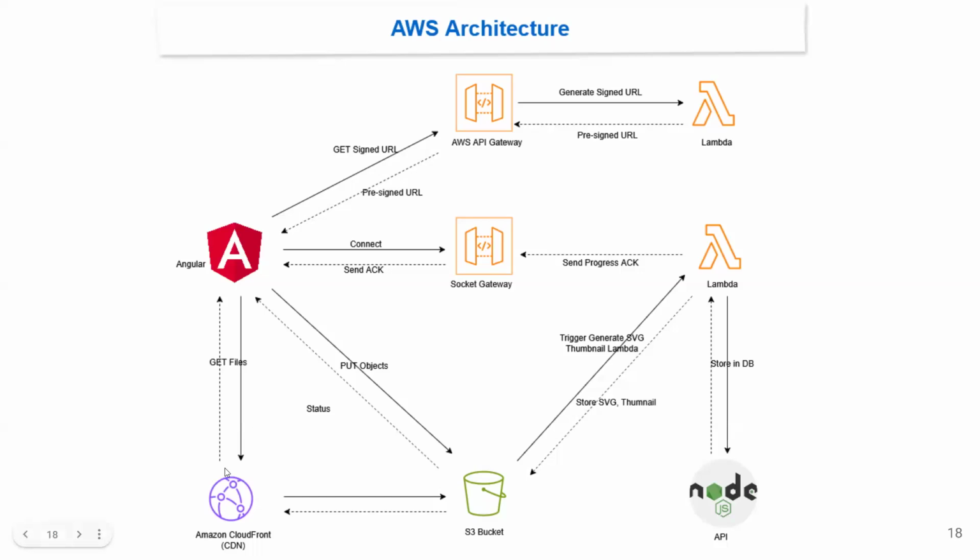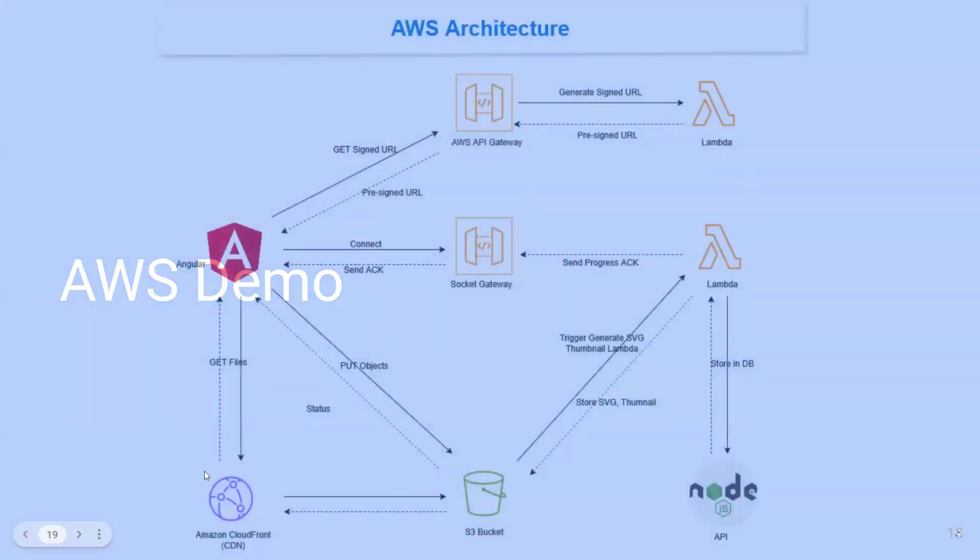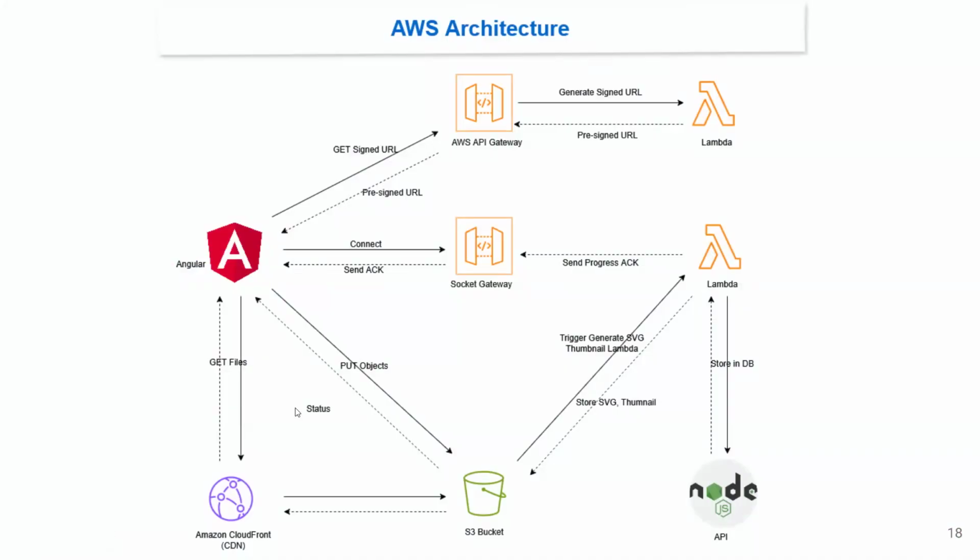So the last part is CloudFront. As Ansala explained in the previous slide, it's a content delivery network that is most efficient with an S3 bucket for fetching the files to the client side.